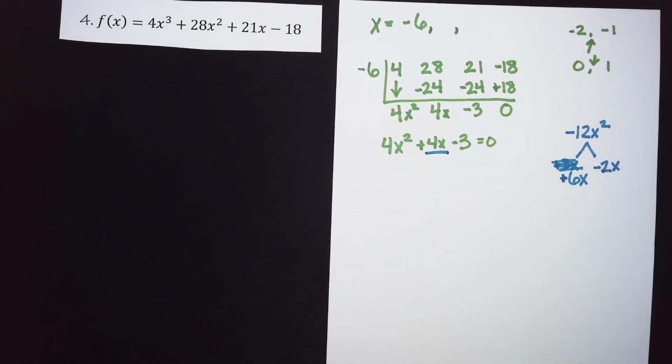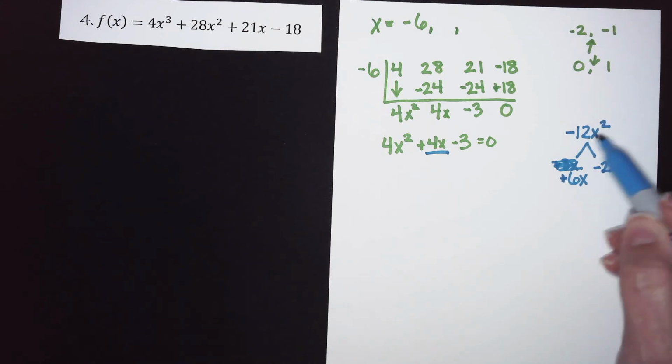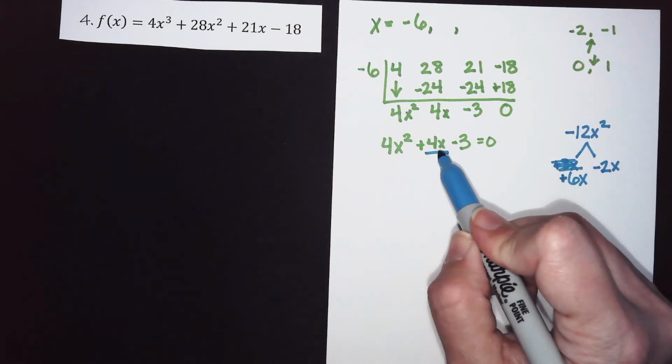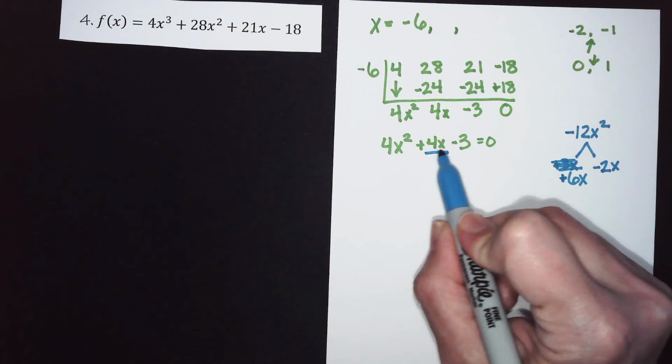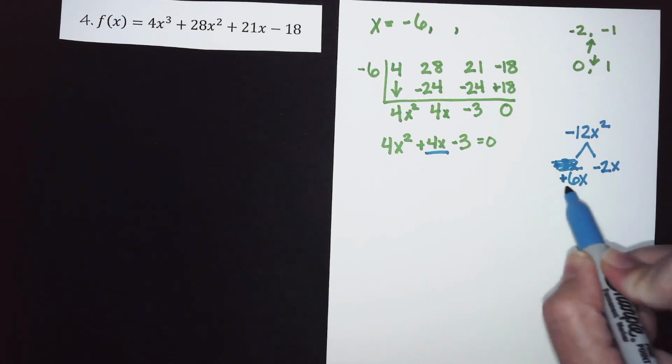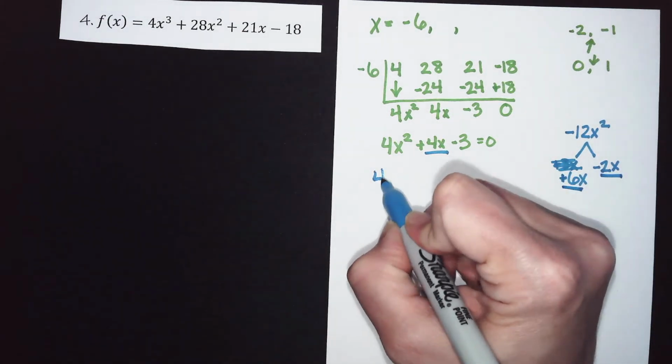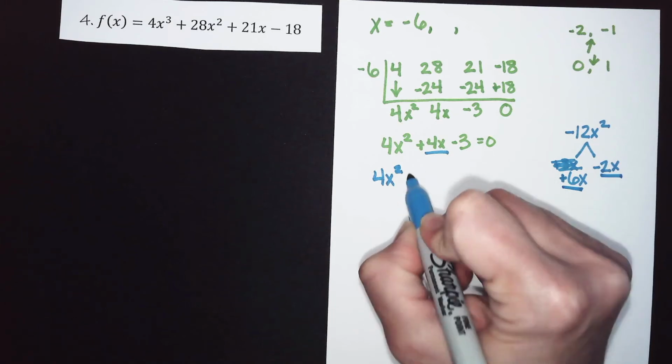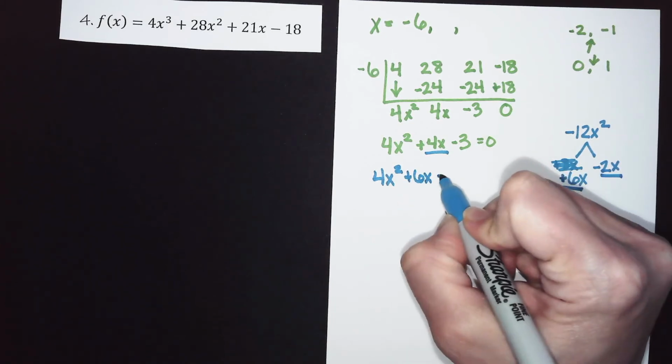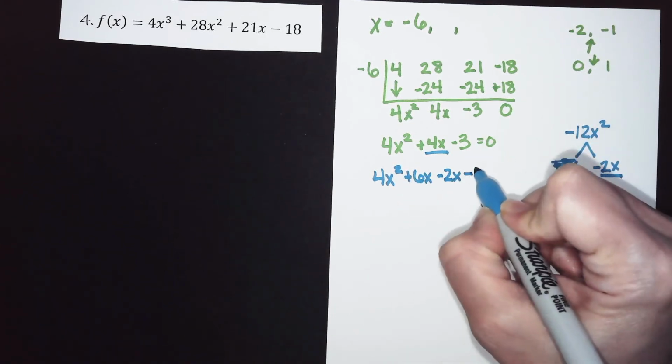Sometimes factoring takes a little thought. I was just trying to write down numbers, and that's not going to work. You have to make sure they multiply to this and add up to this. All right, so I'm going to replace this 4x right here with these two terms. So I have 4x squared plus 6x minus 2x, and then I still have the -3.